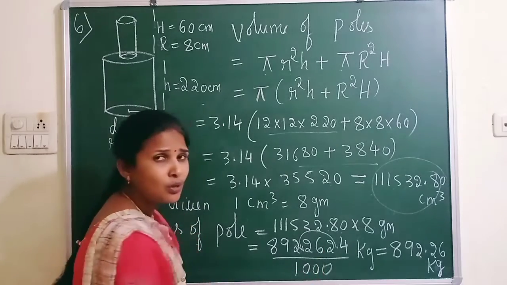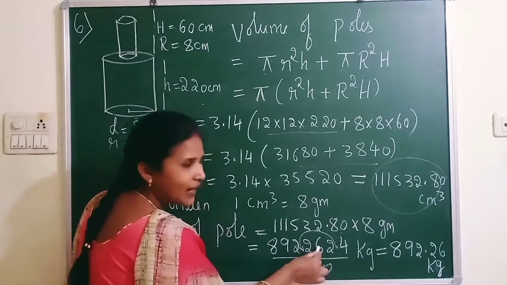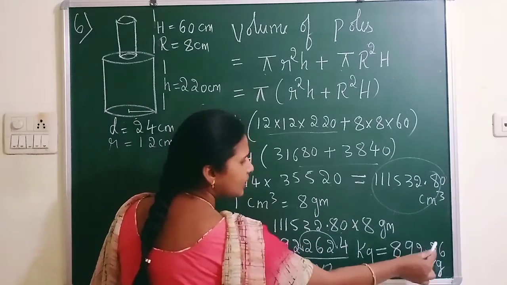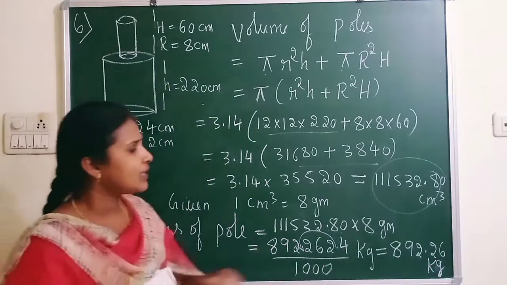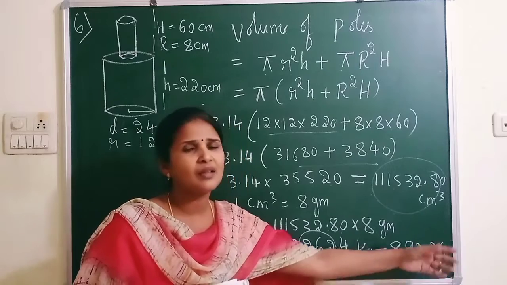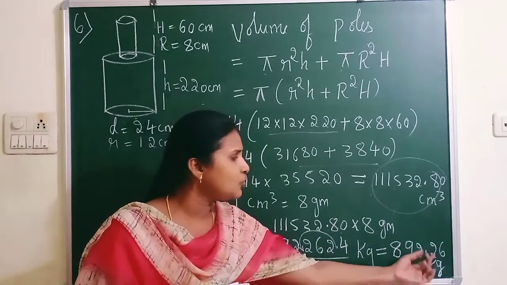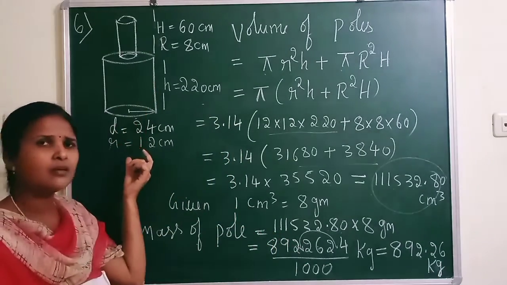You can write up to 2 decimals. And you can see the third decimal is 2, so no need to add anything. So it becomes 892.26 kg. So what is the meaning of that? After 892.26, nothing is there, it is understood 260 grams. 892.26 kg is the mass of this given pole.